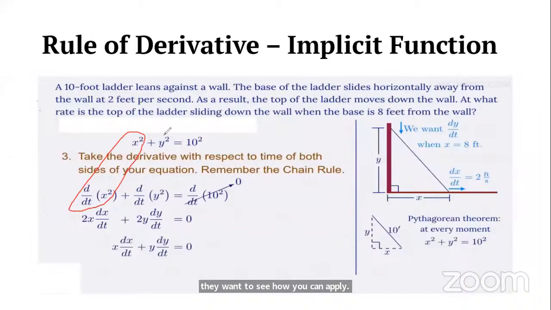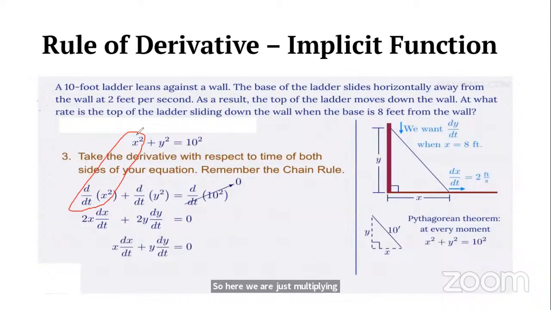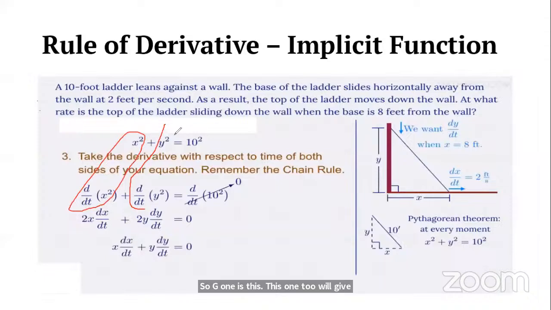So now let's talk about our function. Here we are just multiplying through by d over dt. This one gives you this, and this one too gives you this. You can see that if you differentiate a constant, d over dt of a constant, this one is a constant, it is 0.